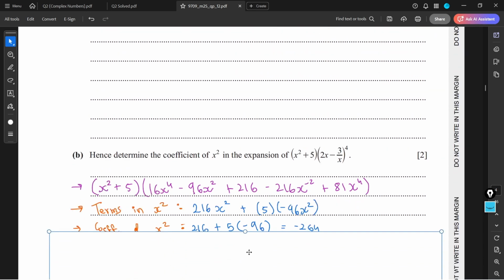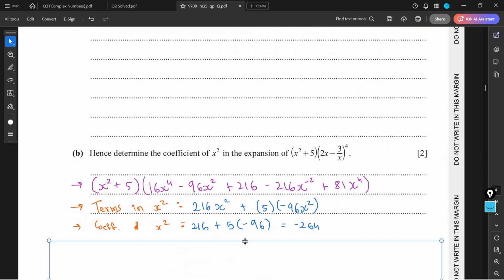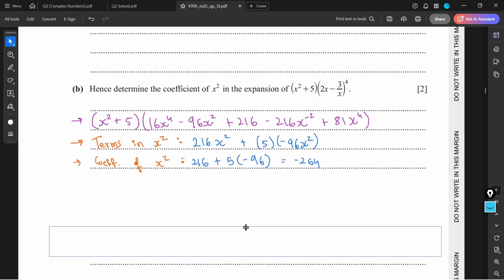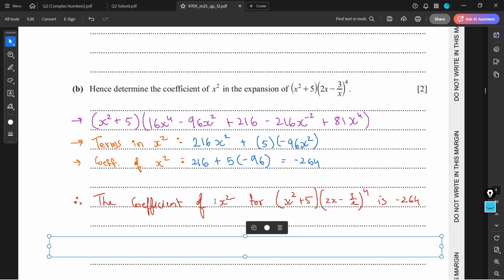And then if you just sum up the coefficients, you will be getting minus 264. And therefore, this becomes your final answer for the last part of question 3. The coefficient of x square for the expansion of the given term is going to become minus 264. So that's how you solve question 3.